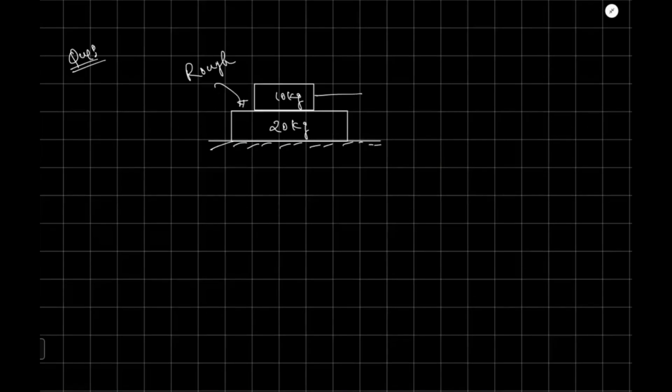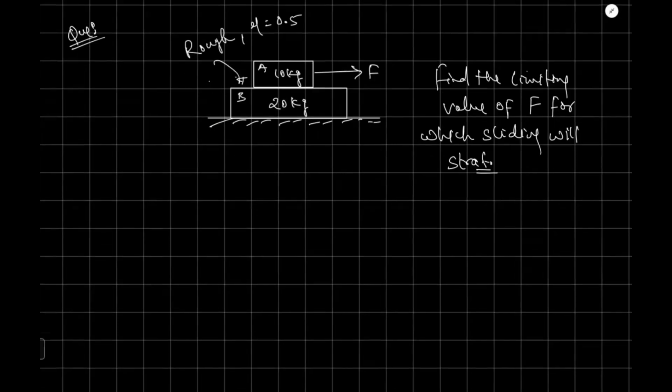Suppose this is your block, the block of mass 10 kg, and this block has a mass of 20 kg. It is kept on a smooth surface, and this surface is rough. We have applied the force F. You have to find the limiting value of F for which sliding will start. So what we'll do, we'll make a free body diagram first.